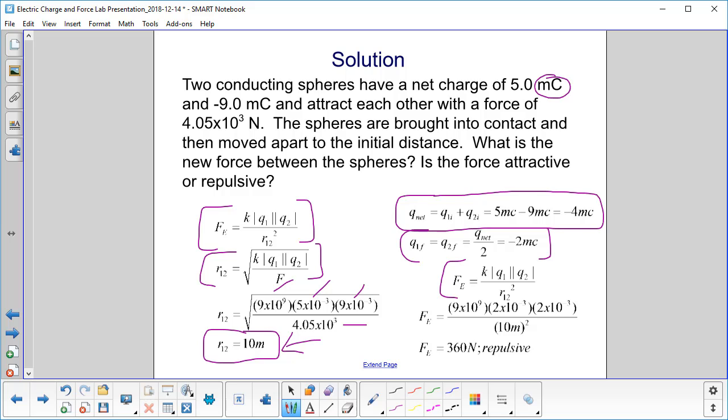We go back to Coulomb's law. We have our new charges, and we take the magnitude of it because we're just trying to find the force. We put the numbers in here along with the distance we found, and we get 360 newtons. And why do we say it's repulsive? Because both charges are negative, and like charges repel.